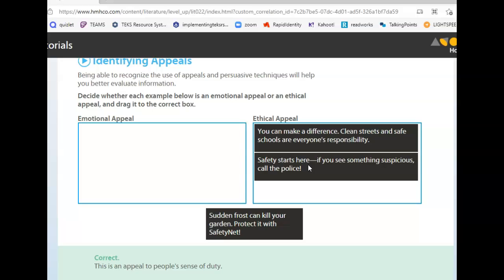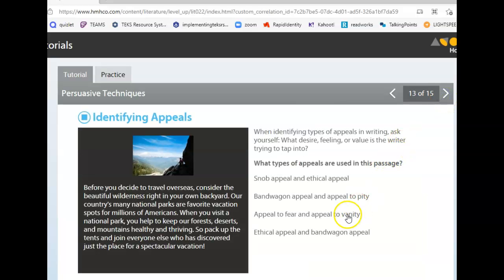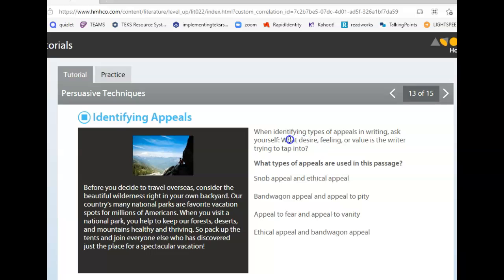Then it says on your worksheet, you can identify the type of appeal by asking. We'll need to go to slide 13 for this one. It says, when identifying types of appeals, ask yourself, and you should have written down what desire, feeling, or value is the writer trying to tap into.